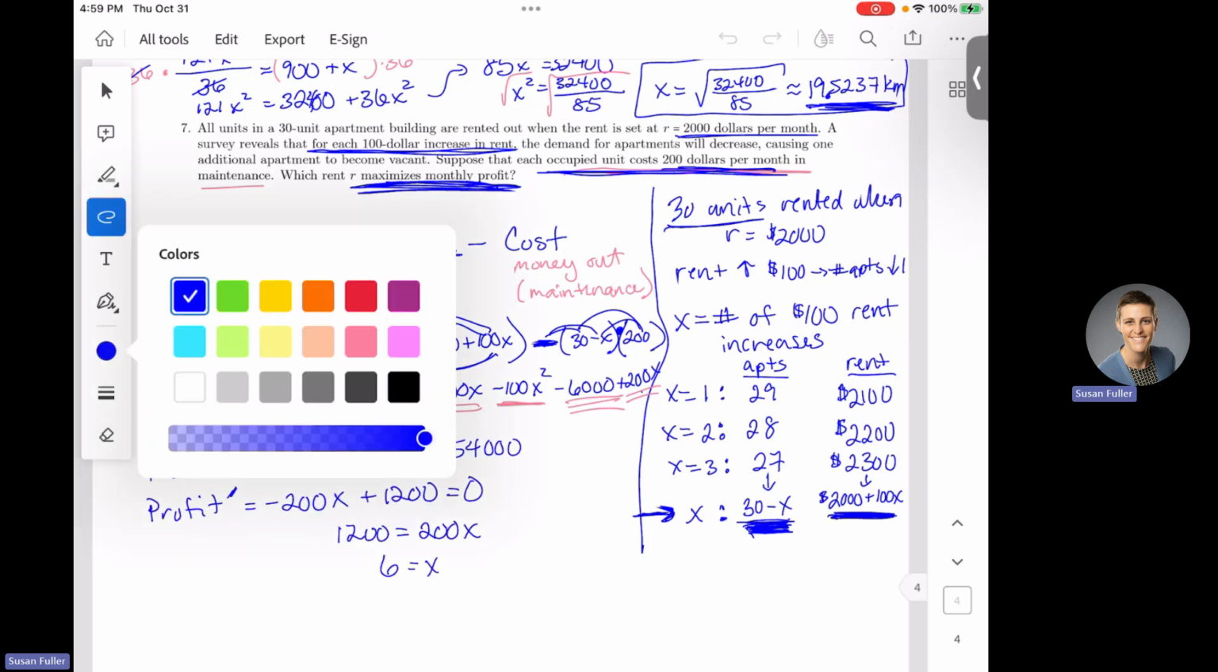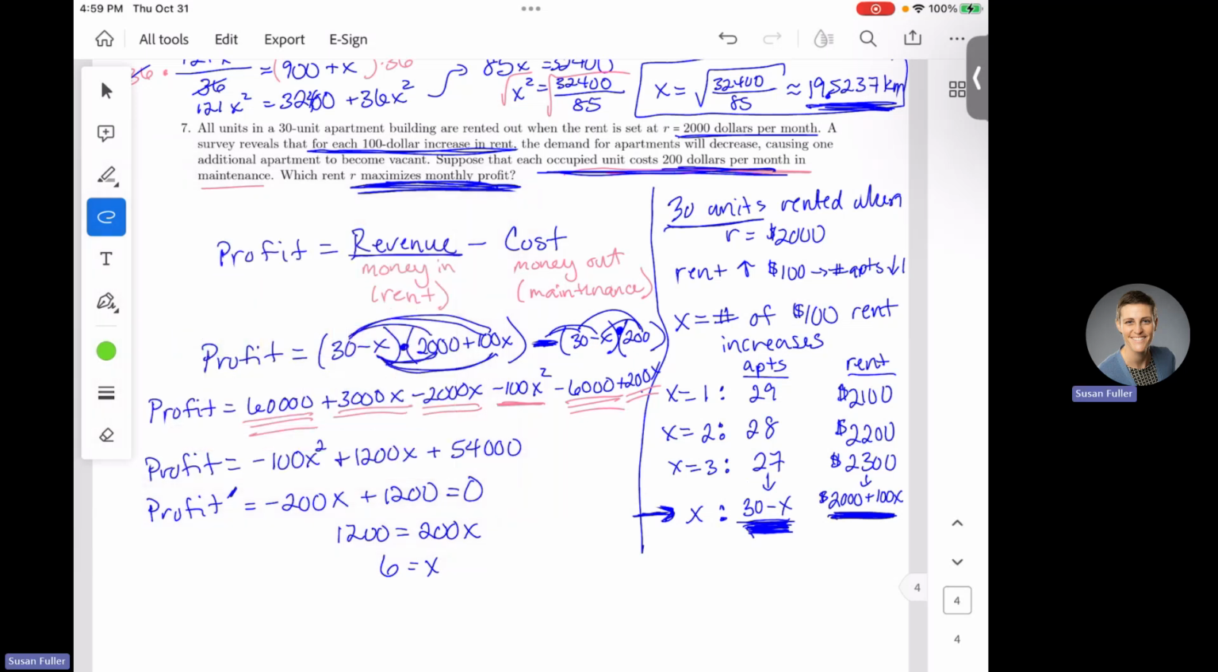Is this definitely a maximum? Well, let's double check this. What's my second derivative? It's going to be the derivative of this, so that's going to be negative 200, and that's it. So my second derivative is always negative, which means I'm going to be concave down everywhere, which means this is, in fact, a max, which is what I wanted. So I can be sure that I am at the correct critical point.